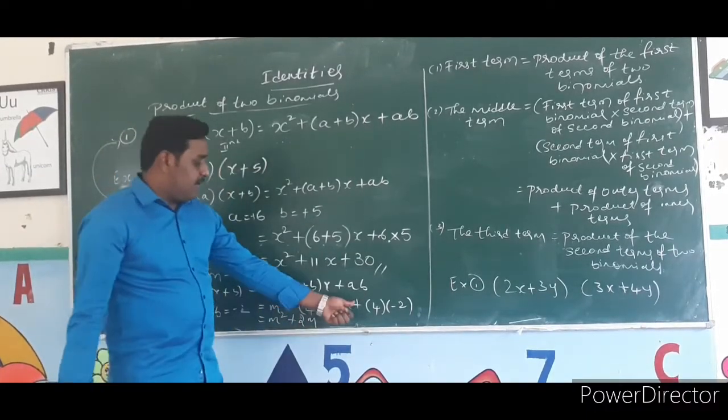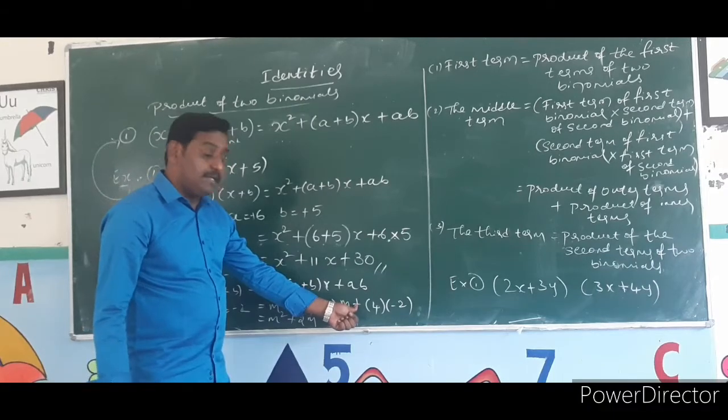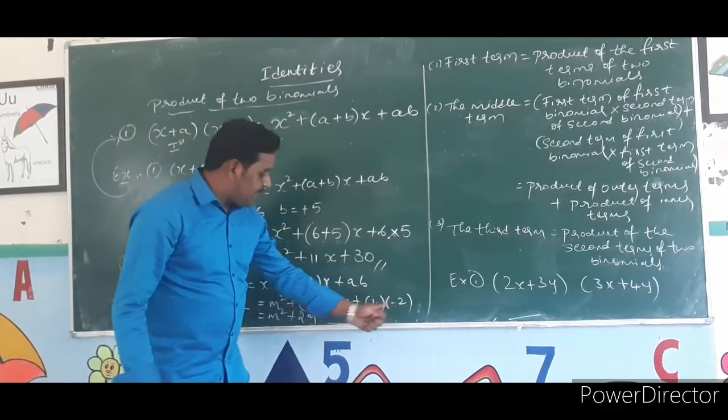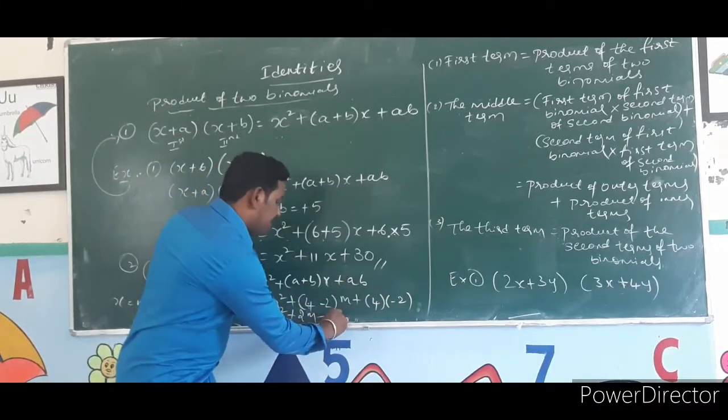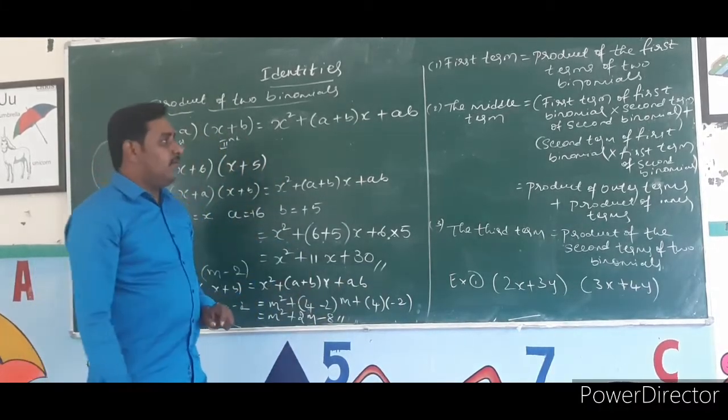2m. Here, look here, very important. You have to multiply the signs first. Plus into minus, minus. 4 2s are 8. So like this we are going to solve the problem.